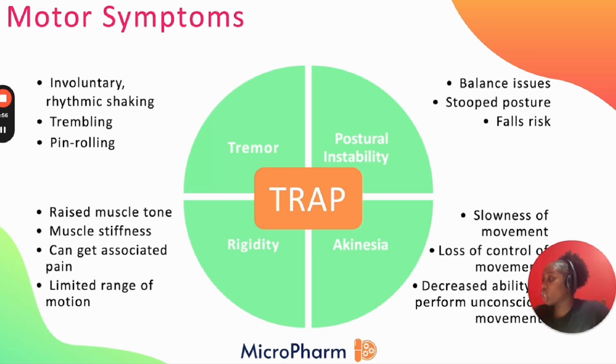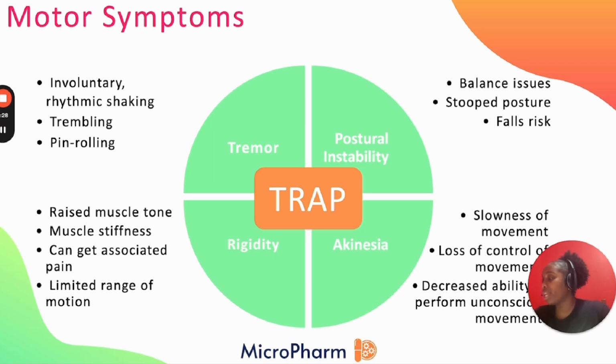There's also rigidity, so that's the R, where people will have raised muscle tone, which results in muscle stiffness, and people can get pain with these stiff muscles, and that can limit their range of motion. Then there's akinesia, which is the loss of automatic movements, which can result in slow movement, also known as bradykinesia. Akinesia is the loss of control of movements, where people have a decreased ability to perform unconscious movements.